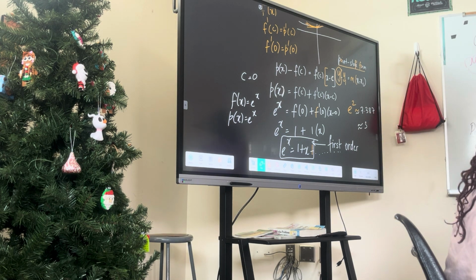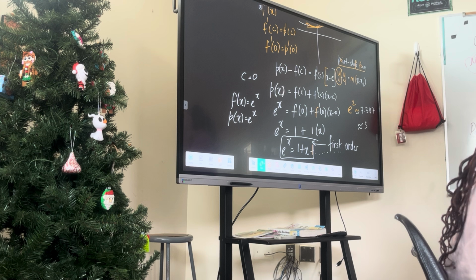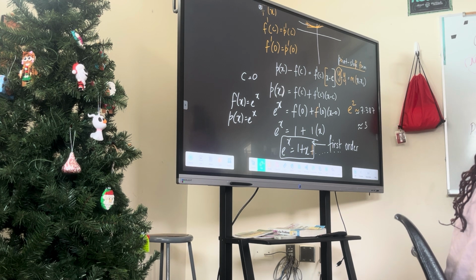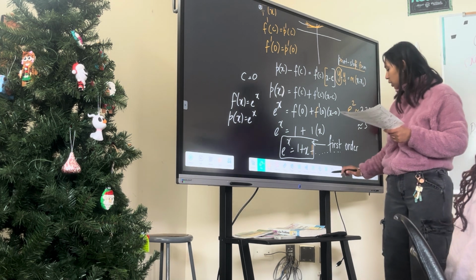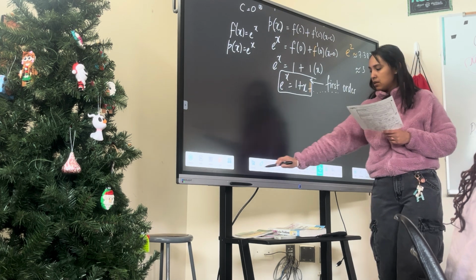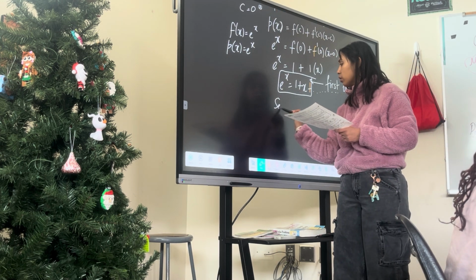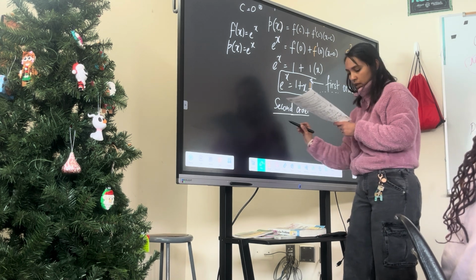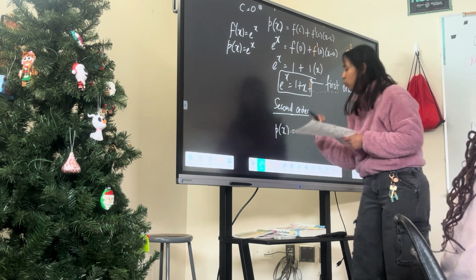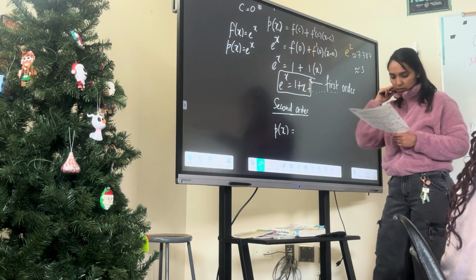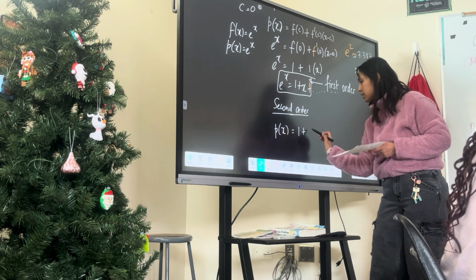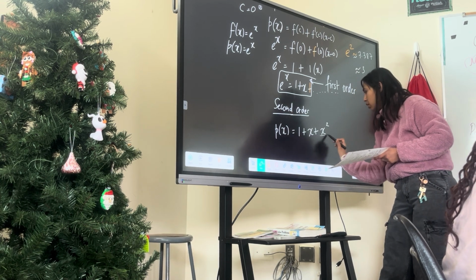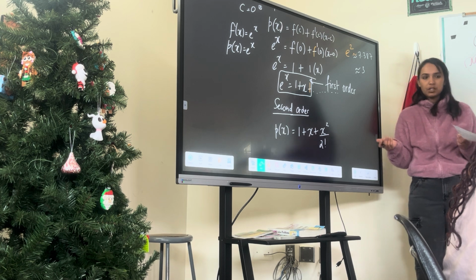So that's what this whole thing at the bottom is saying, that to improve the approximation, we have to add another term, the second derivative at x equals c, and then we can keep on going. So in the last one, the second order approximation would look like this. This is first order, so second order will be P of x. In this case, our function is e to the x: 1 plus x plus x squared over 2 factorial, or just 2 in this case.